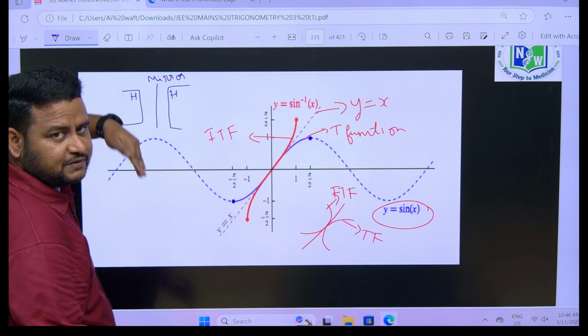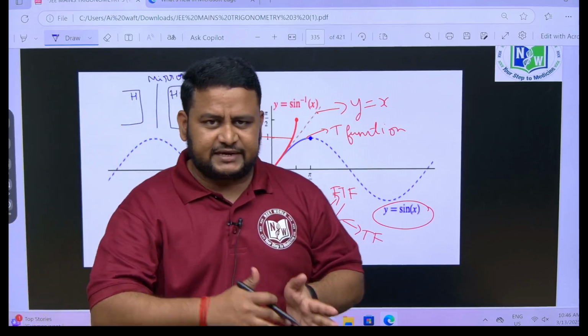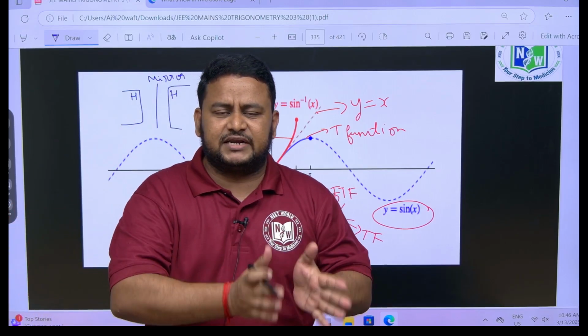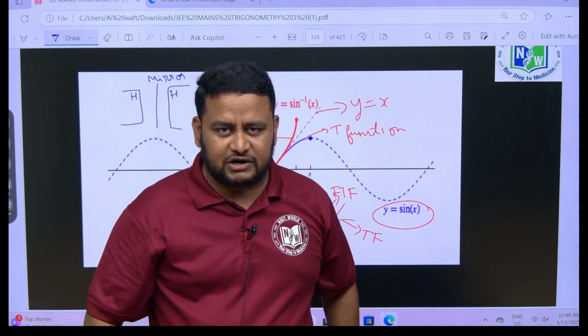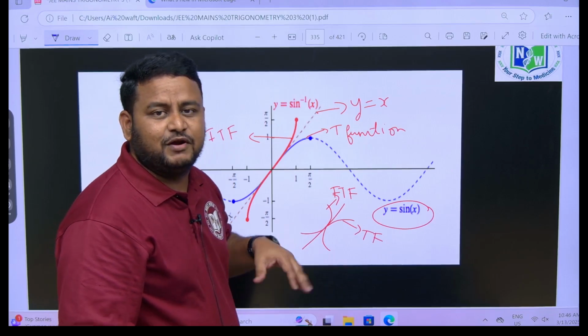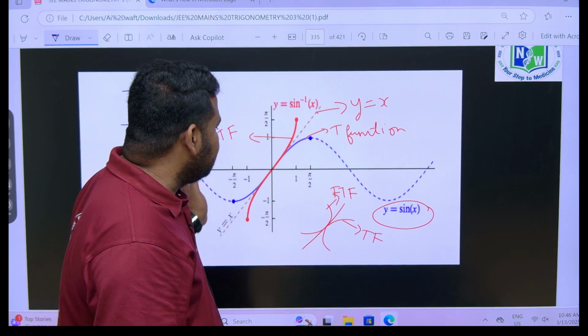bottom. What is bottom will become top. But here we are talking about mirror image. When you consider trigonometric and inverse trigonometric, what is the change? Mirror image. So what is right will become left. What is left will become right. So what will happen here? There will be flipping of domain and range. So how will it become?